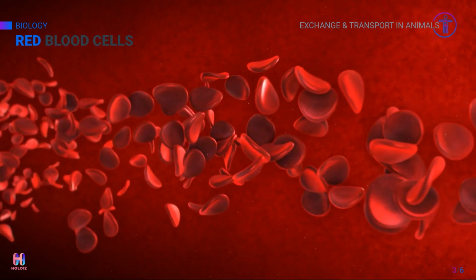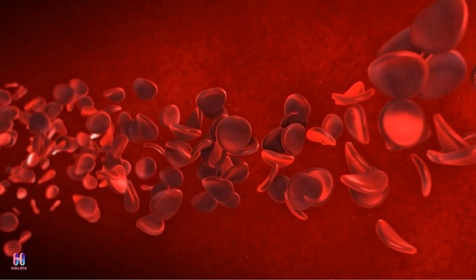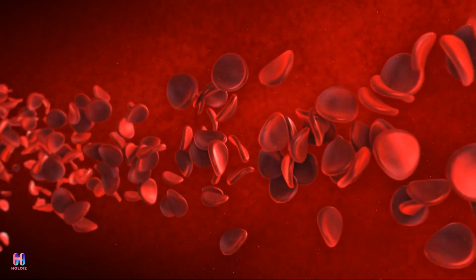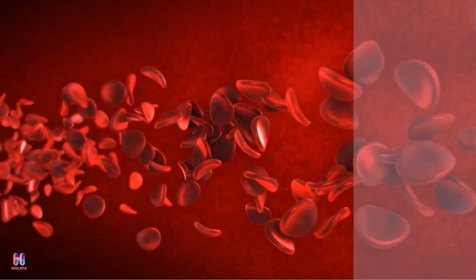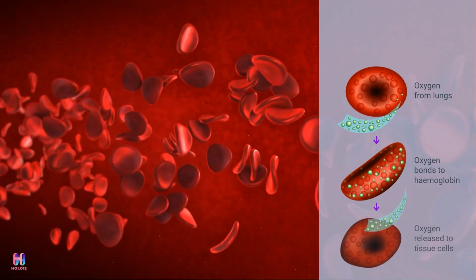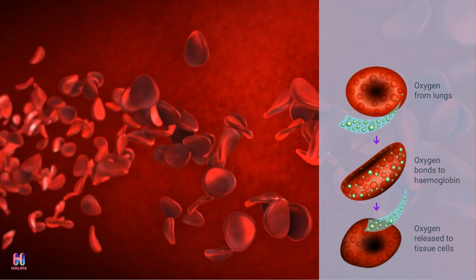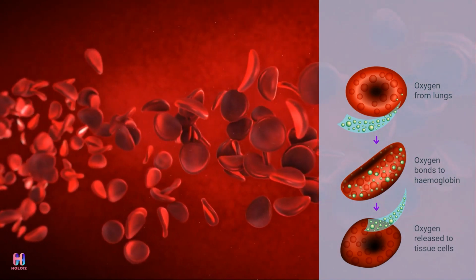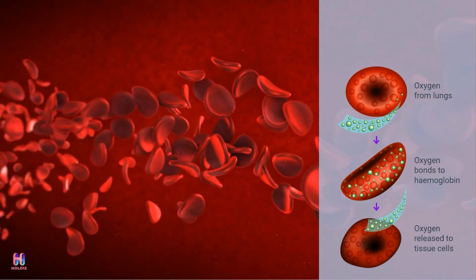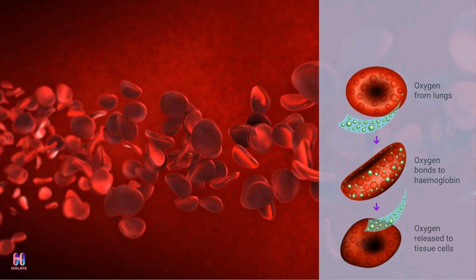Red blood cells. Take a look at the structure of these red blood cells. They look like a donut, or we can say they have a biconcave shape. This shape increases its surface area. Their primary role is to carry oxygen in the blood. Unlike many other cells, they don't have a nucleus. This increases their surface area, which allows them to carry more oxygen to transport around the body.